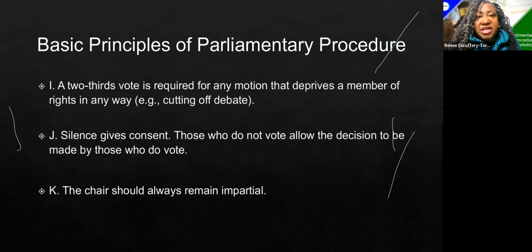So you can't begrudgingly say, well, I don't know how that worked. You didn't cast your vote. And then the last one is that the chair should always remain impartial. That's what parliamentary procedure dictates. You have to be impartial. You have to be objective. That is what you are supposed to do. If you feel so strongly about an issue, then you can do what is called relinquishing the chair. And we'll talk a little bit about that as well.